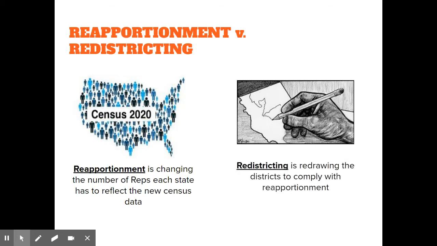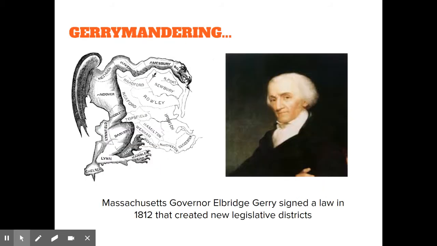Once we determine which states are losing reps and which states are gaining reps, we have to go back to redrawing that map for each state. So redistricting is just redrawing the districts to comply with the new data that comes out of the census. One of the controversial things with the redistricting process, and it's important to know, is that the redrawing of the districts is done by the state legislature. So obviously, whatever party has control of the state legislature at the time of redrawing the districts has the advantage that they can attempt to draw the districts to benefit them.